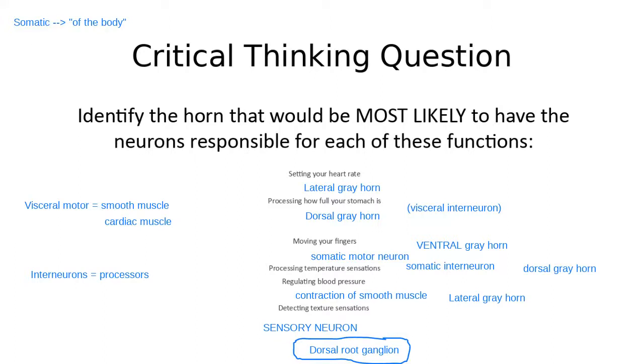So of the body, let's type this. If we have somatic sensory information, that's going to mean general senses: touch, temperature, stretching. When we talk about somatic motor information, that's going to mean skeletal muscle.